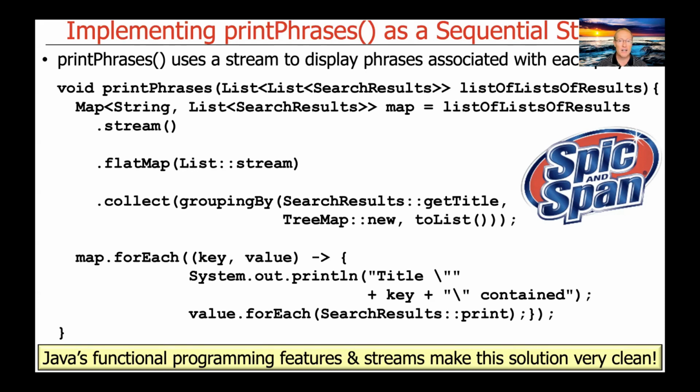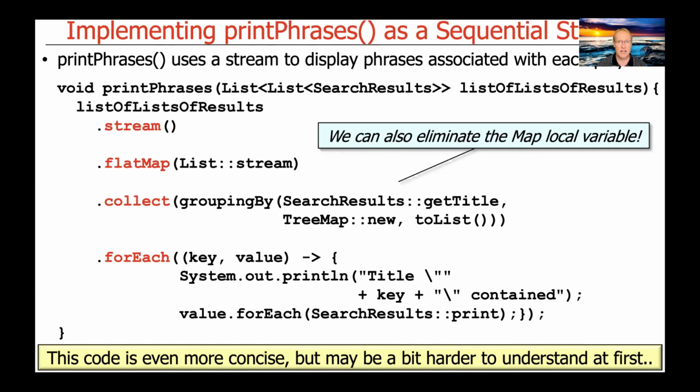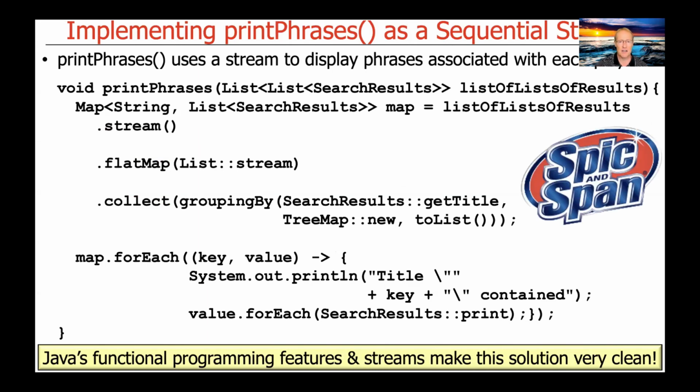Now, by the way, in practice, I probably would not have created an intermediate local variable called map. I probably would have just said listsOfResults.stream.flatMap.collect.forEach. But just to make things a little more clear for the purposes of walking through each element in the code, I split it up like this. Not that doing it the other way is wrong, per se. It just is not necessarily the way most Java programmers would write it in modern Java. So you'd probably see it written more like this than like that.